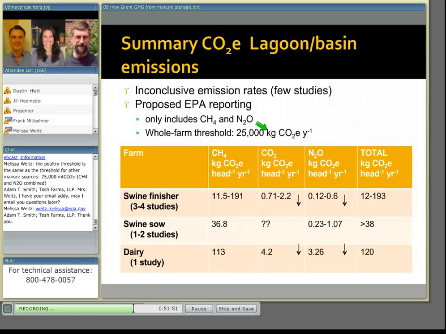There's an error right here. This should say metric tons and not kilograms. We see in general that we're talking about 10 to 200 kilograms of CO2 equivalent per head per year for swine finishing operations, something around 100 for dairies, and significantly less certain but possibly lower values for swine sow operations.